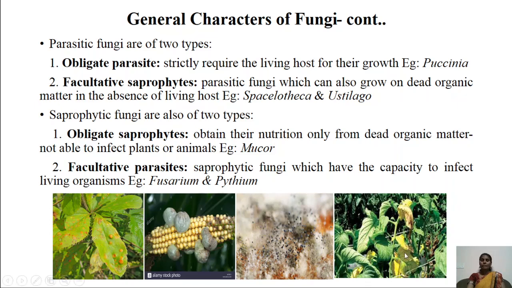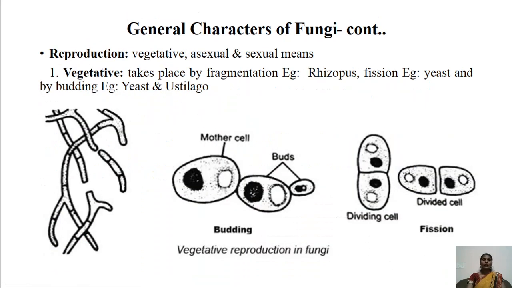And in the fourth picture we can observe the facultative parasite. That means it is actually a saprophytic fungus. When it gets the host, it has the capacity to infect it. This is Fusarium wilt caused by Fusarium in tomato plant. Then coming to reproduction in fungi. Fungi reproduce by three important methods: vegetative method, asexual method and sexual method. So let us discuss one by one in detail.